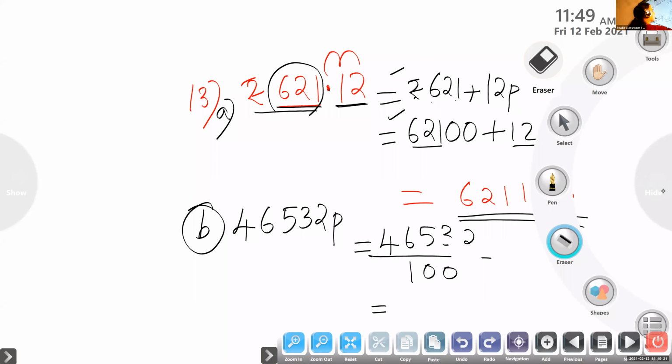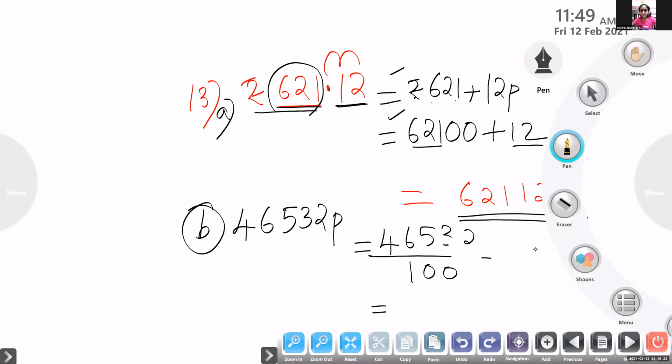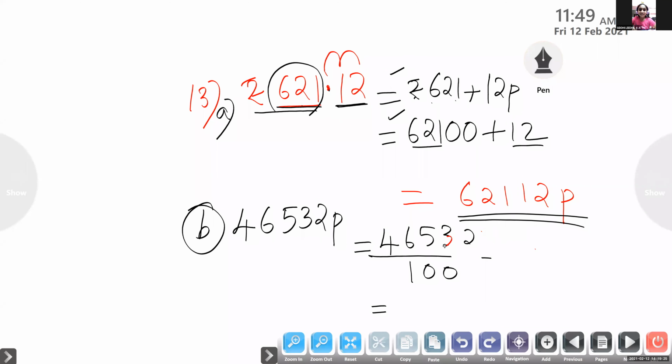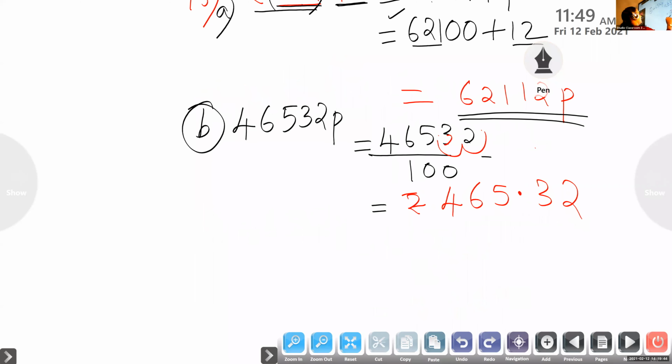Ma'am, 3, 2. So here 1, 2. So only 2 digits. So the answer is rupees 465.32. Okay. So we can write just only one step here.